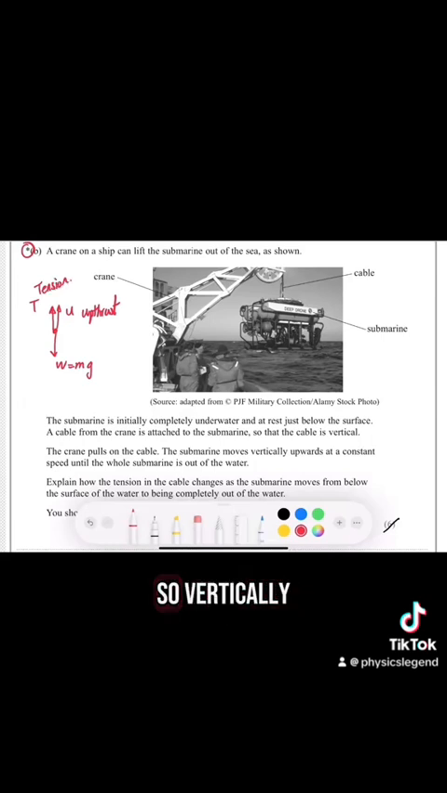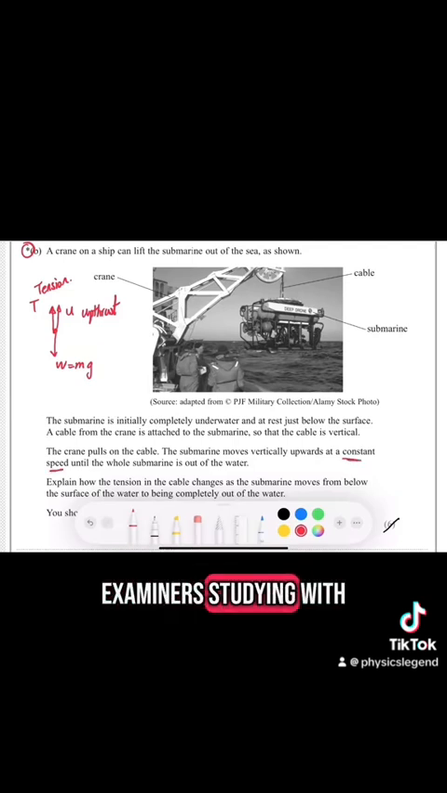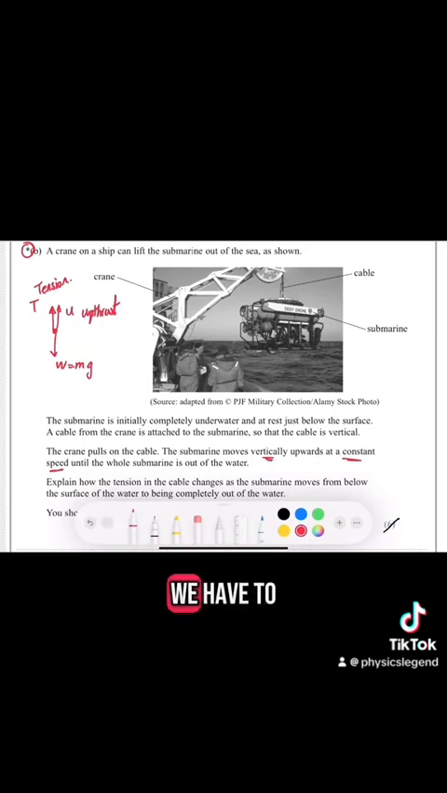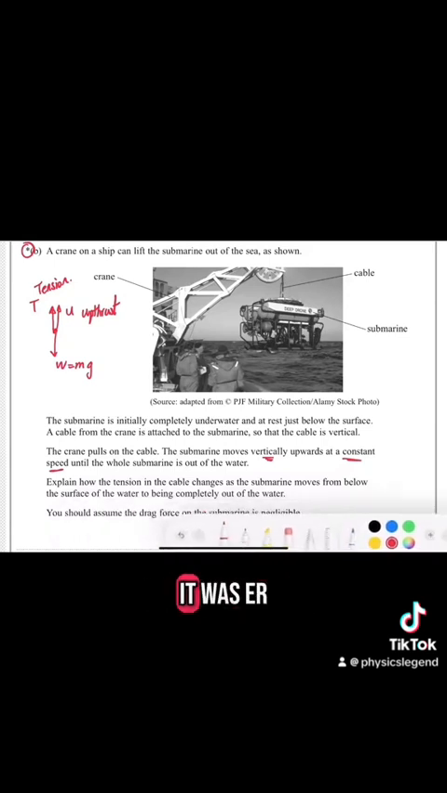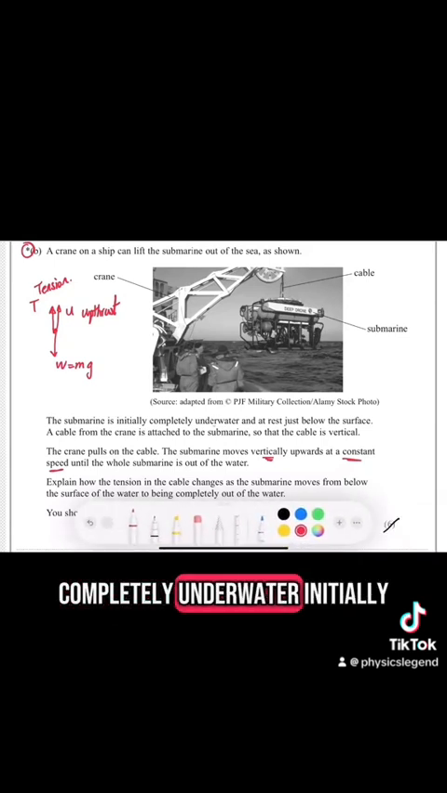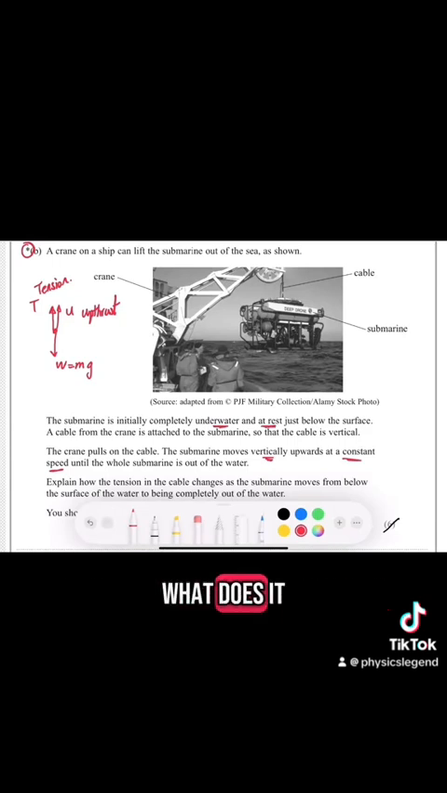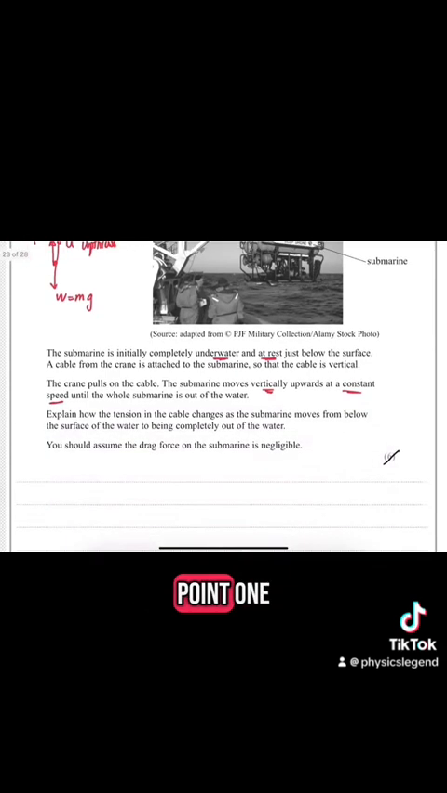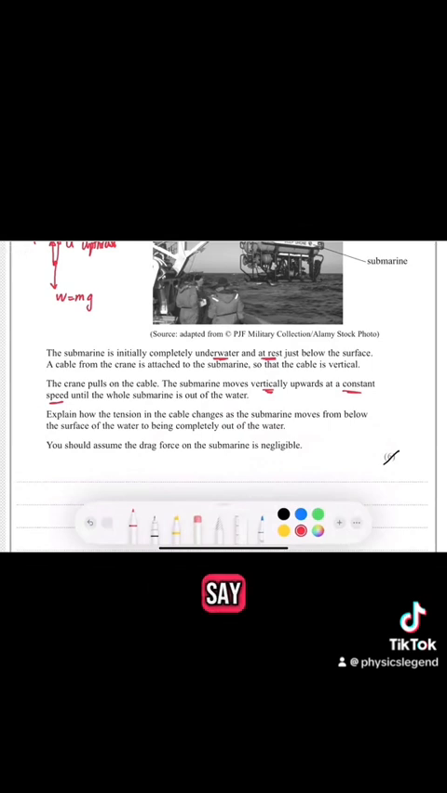So vertically, if I'm moving with a constant speed, in paragraph 2 the examiner is telling you the submarine moves vertically with a constant speed. We have to understand before and after, by the way, because he said it was completely underwater initially, at rest. What does it mean as well? So let me break it down step by step. For indicative point 1, what should I say?